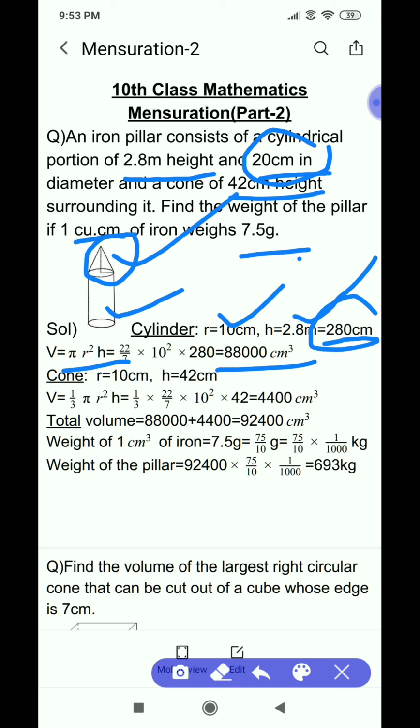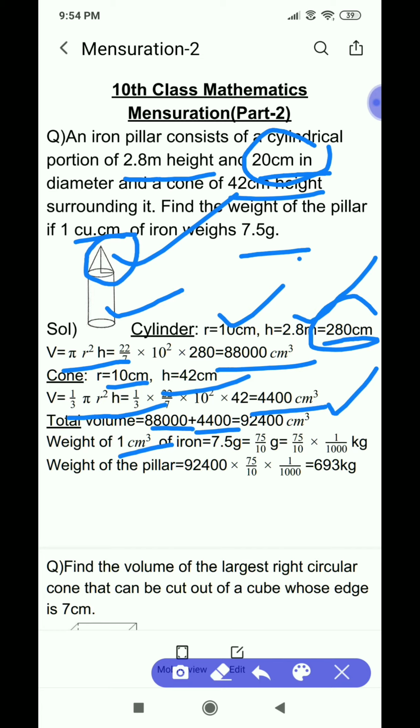Now come to the cone. The radius is the same, that is 10 centimeters. Height is given as 42 centimeters. From the formula, the volume of the cone is 1/3 pi r square h. By simplification, we get 4400 centimeter cube. The total volume is 88,000 plus 4400, that is 92,400 centimeter cube.